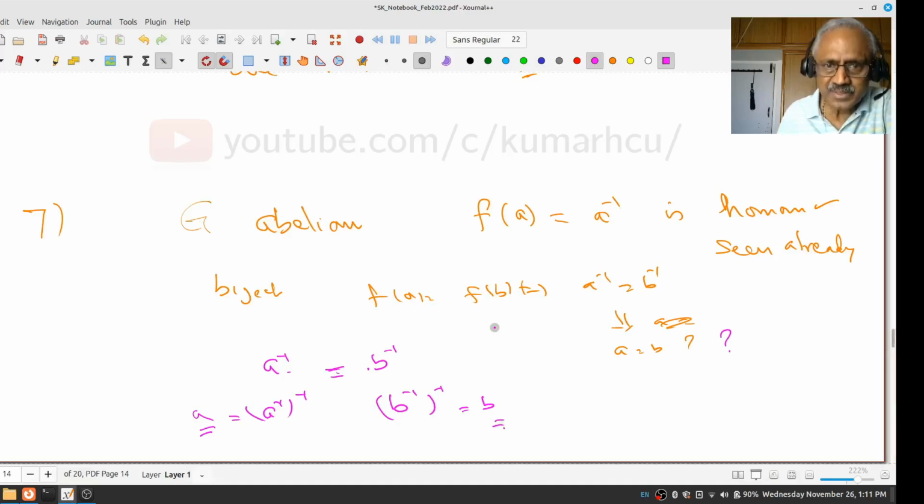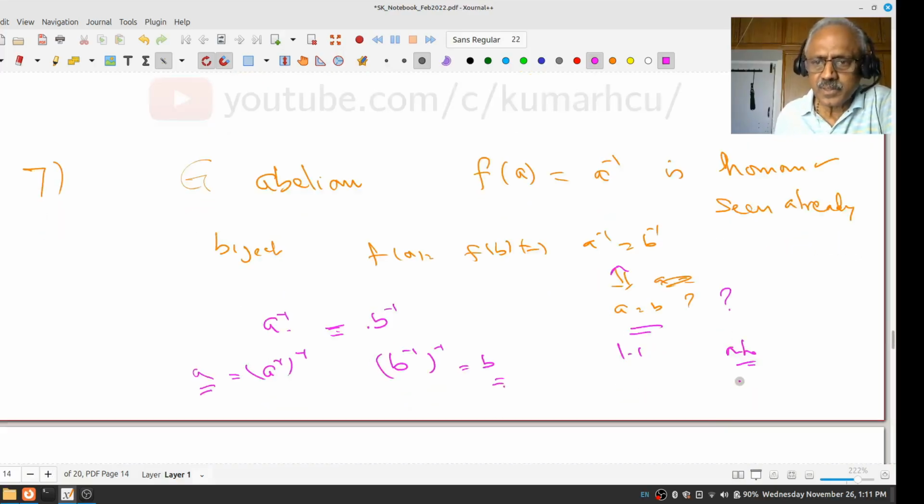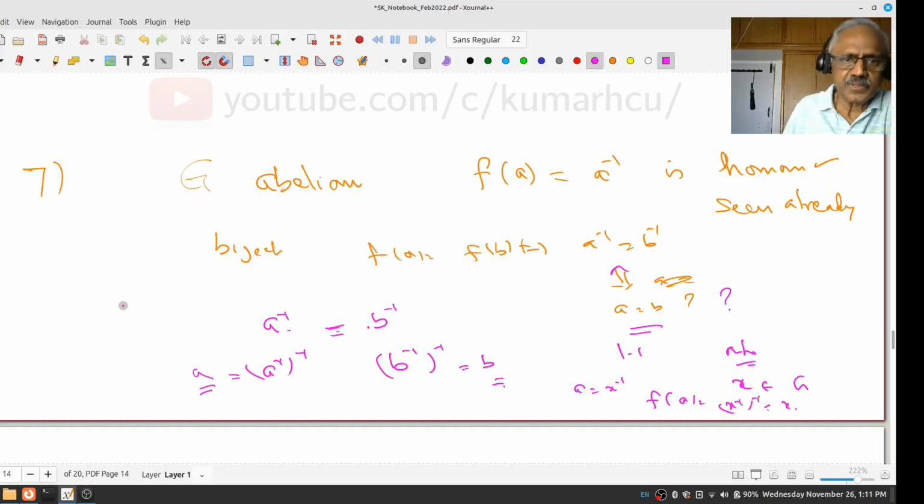If a is not equal to b, then there is a contradiction. Or if you prove that if f of a equal to f of b, then a inverse is b inverse, and hence that happens only if a equal to b. Therefore, it's one-one. Of course, it's onto. Why onto? Give me any element x in G and take a equal to x inverse. Then f of a is x inverse inverse, which will be x. Therefore, this is an isomorphism.